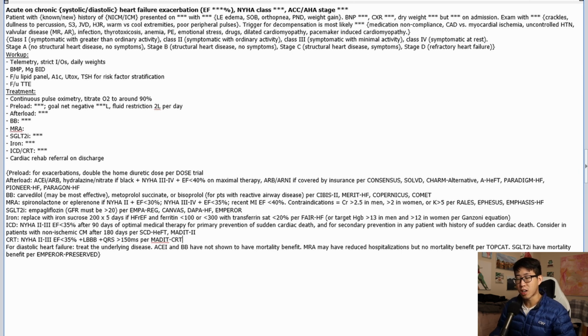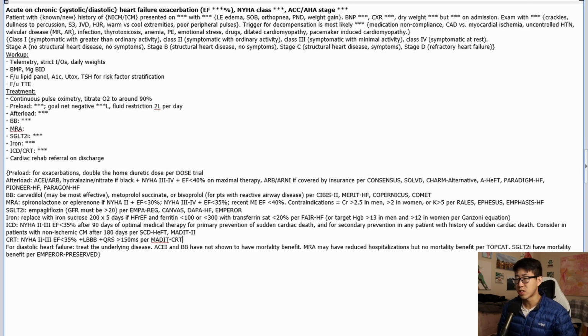And then for diastolic heart failure, just a couple of caveats for this. So for diastolic heart failure, the mainstay of therapy is treating the underlying disease. And ACE inhibitors and beta blockers have not been shown to have mortality benefit. Mineralocorticoid receptor antagonists like spironolactone may lead to reduced hospitalizations, which is good, but there is no mortality benefit. And that was per the TOPCAT trial.